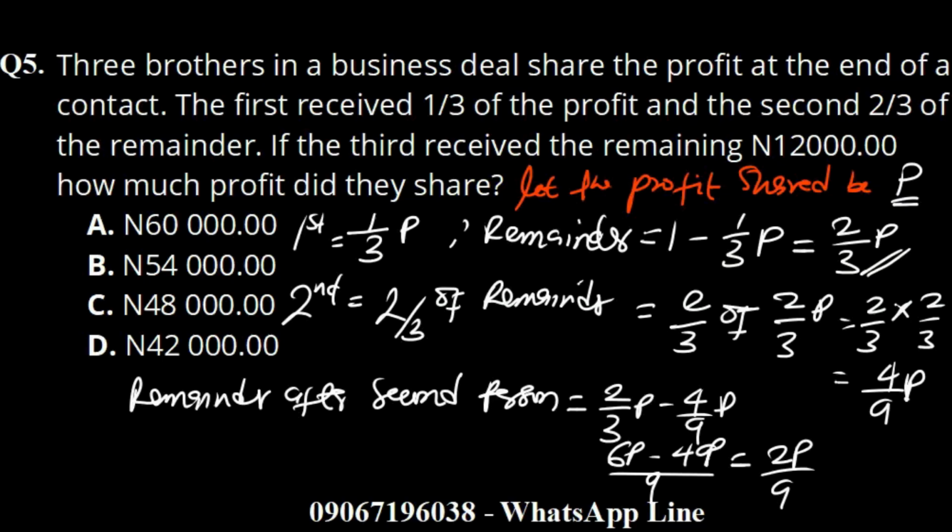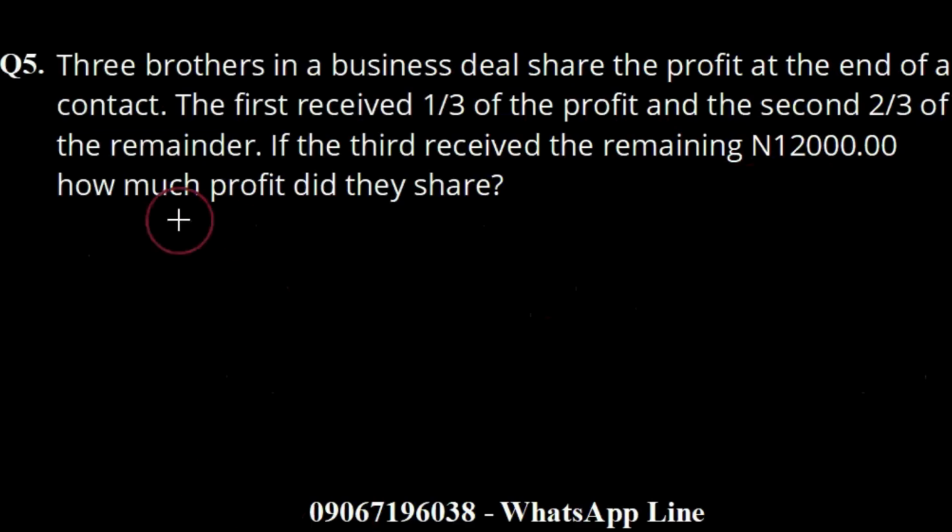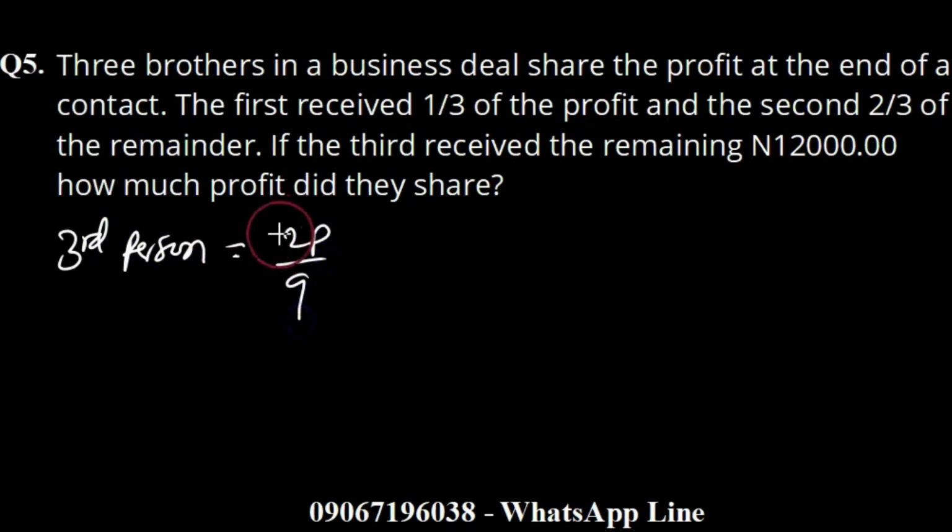Now remember that we've gotten the remainder after the second person. But now we are told that the third person receives the remaining. So after the second person has taken, this is what is left. This is the remainder. So the third person takes 12,000 off the remainder. What that means is that the third person will take 2p over 9, which is the remainder, equal to 12,000.